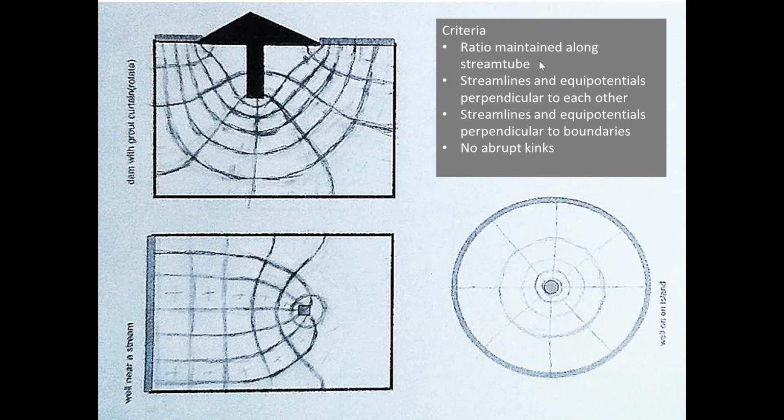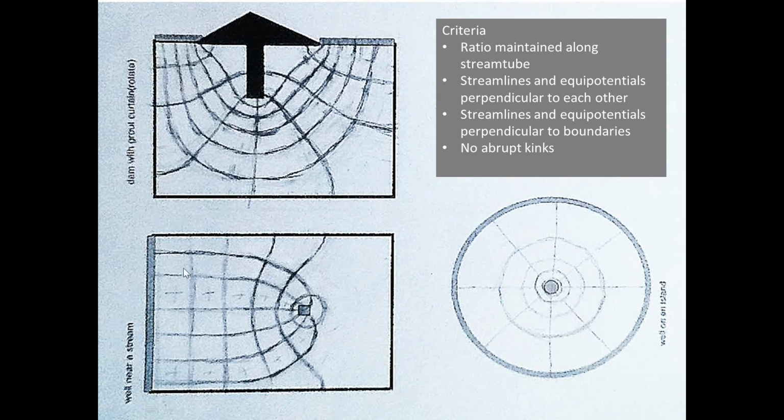The ratio along the stream tubes needed to remain barely constant within an acceptable tolerance. The streamlines and the equipotentials needed to be perpendicular to each other, and they should be perpendicular where they intersect the boundaries. And there should be no abrupt kinks in either the flow lines or the equipotentials.